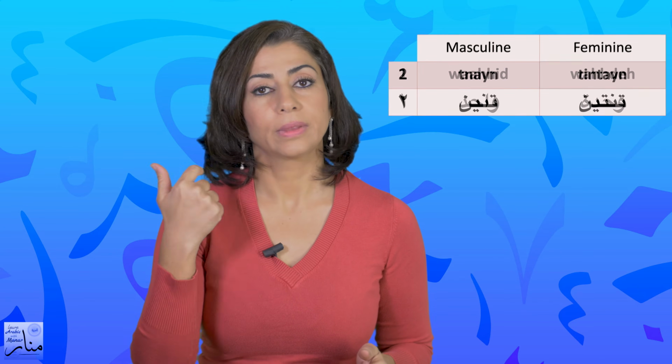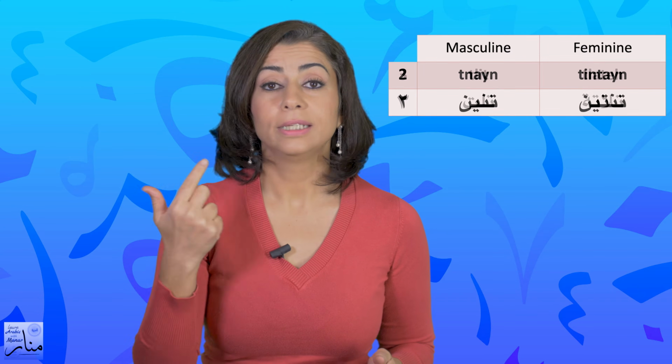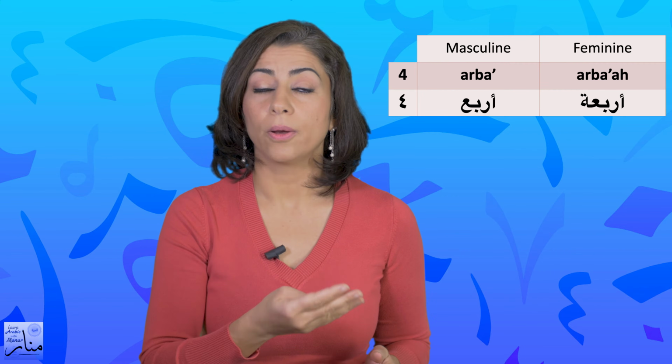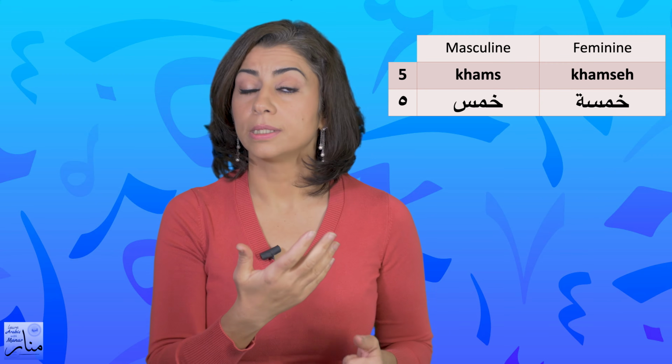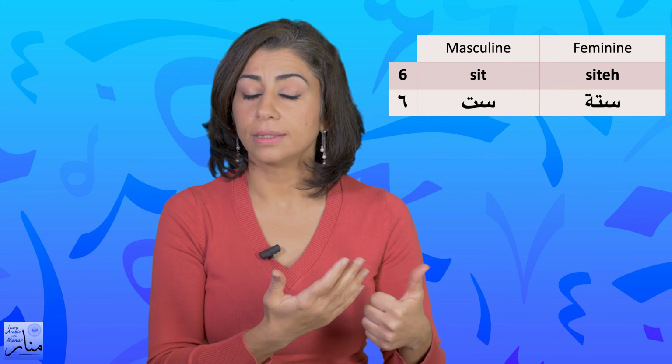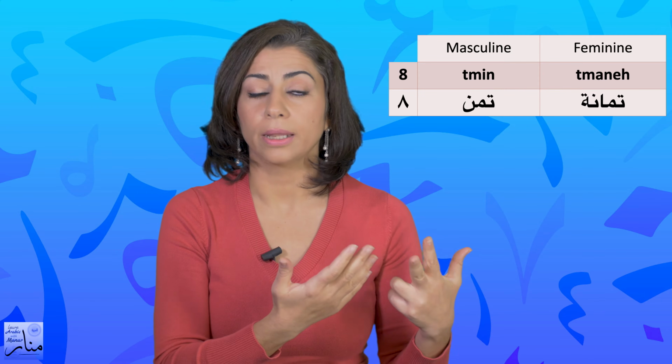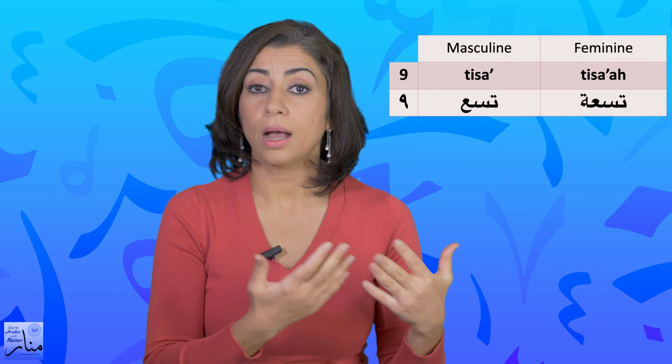Let's go through them one more time. I will start from 1 to 10, masculine, feminine. واحد, واحدة. اثنين, تنتين. ثلاث, ثلاثة. أربع, أربعة. خمس, خمسة. ست, ستة. سبع, سبعة. ثمن, ثمانية. تسع, تسعة. عشر, عشرة. Let's start with the number 1 and see what we are changing in the masculine form to form the feminine form.